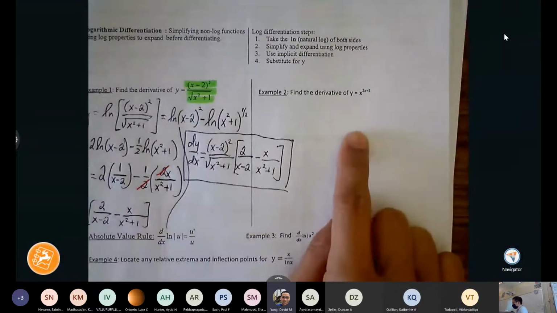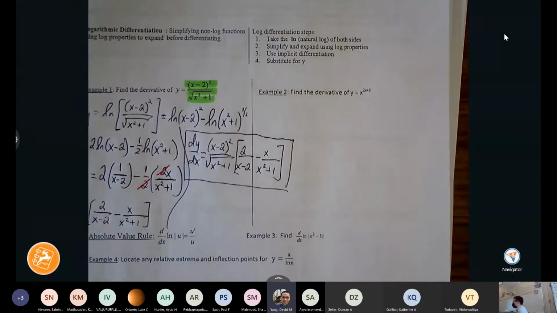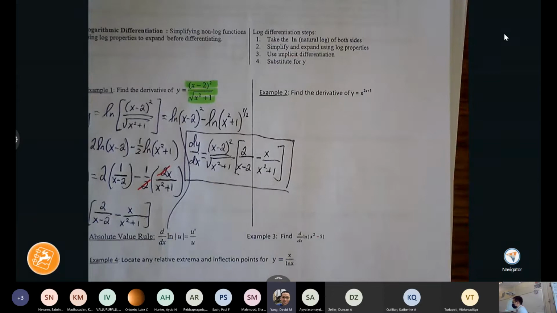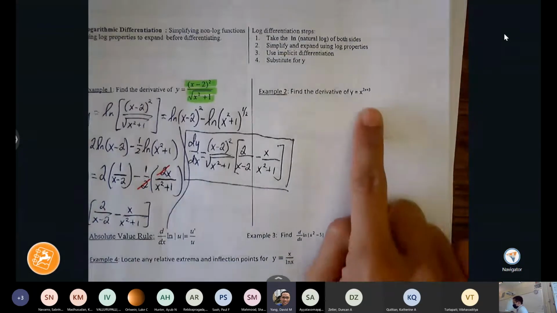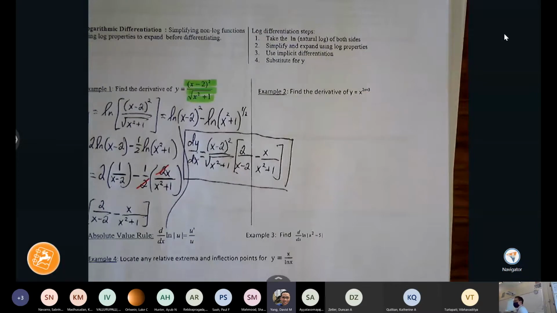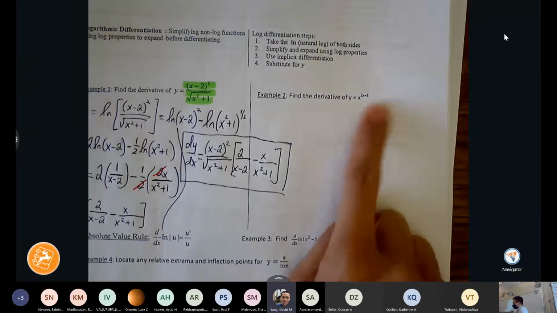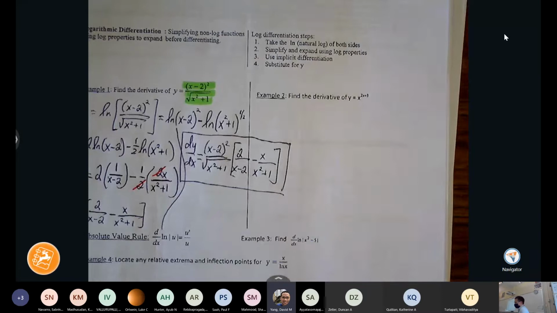The other use of log differentiation is for problems where we have no choice but to use log differentiation, where we just don't have an explicit rule to handle the derivative of whatever form is given to us. So this is a variable raised to a variable. We don't have a rule for variable raised to a variable. We have power rule, which is a variable raised to a constant, which we can do. The next section, we're going to learn about exponential functions, which is a constant raised to a variable, which we can also do, but we don't have a rule for a variable raised to a variable.